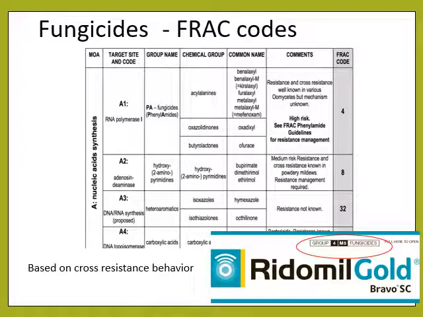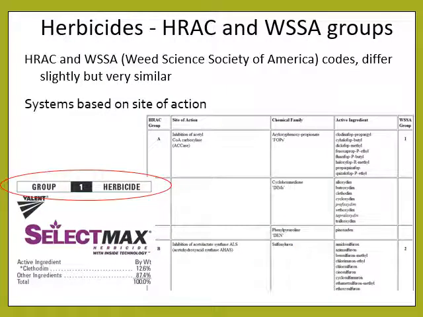For fungicides, they have their own numbering and lettering system, but again, it's based on cross-resistance behavior. You can see here this Ridomil Gold is a group 4 M5. So they have an FRAC code, and then they also have this kind of mode of action system as well. It's a bit complicated, but you can look up this group 4, and you can see that these are inhibitors of RNA polymerase 1, and that resistance and cross-resistance is well known in various oomycetes, and that it's considered high risk. So look at these guidelines for resistance management. Again, a really nice resource to look into for more information.